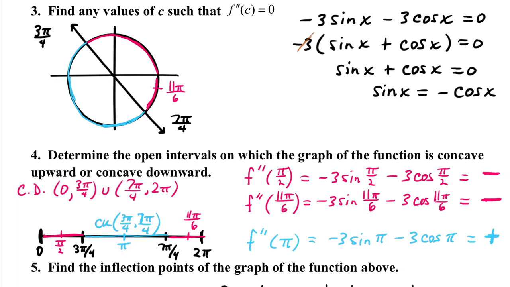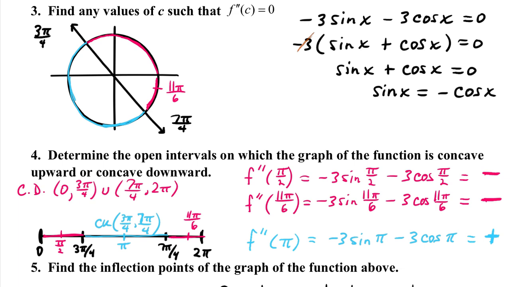If we test pi in the second derivative, f double prime of pi, that's negative 3 sine pi minus 3 cosine pi. If you substitute pi in for your angle, calculate all this stuff out, you get a positive 3. We just need to know that it's positive.